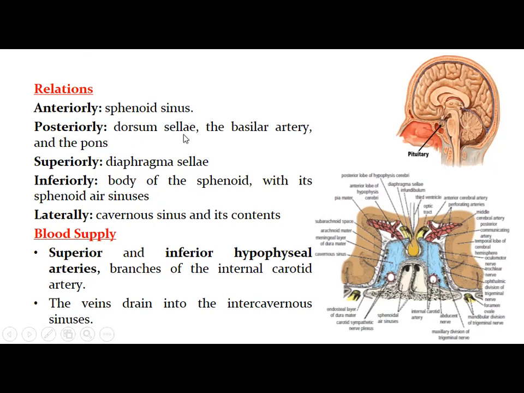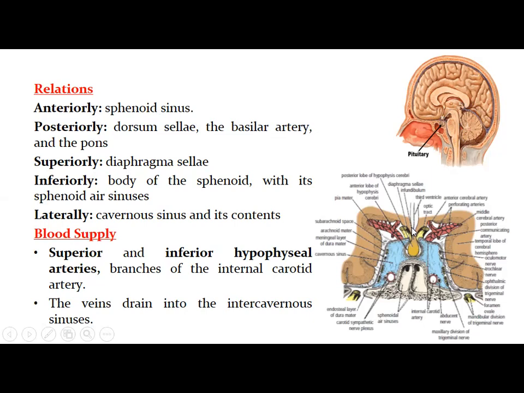Posteriorly, we have the dorsum sellae, basilar artery, and the pons. If you see here, this is the pons. This is the brain stem: the midbrain, pons, and medulla oblongata. Mainly, the pons is in direct posterior relation to the pituitary gland. So we can see the pons, as well as the basilar artery. If you see here, there are arteries going here, as well as the dorsum sellae. All these are in posterior relation. Superiorly, there is a thin diaphragm.